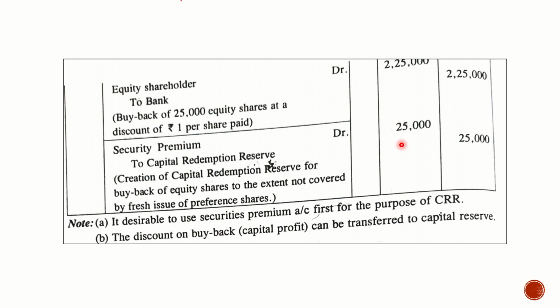Okay, so we know that if buyback is made from free reserves, we have to transfer an amount equal to the nominal value to the capital redemption reserve. So that is done here. Securities premium account debit to capital redemption reserve 25,000. So capital redemption reserve account is created for the buyback of equity shares to the extent not covered by fresh issue of preference shares. So thus we come to the end of this particular question.